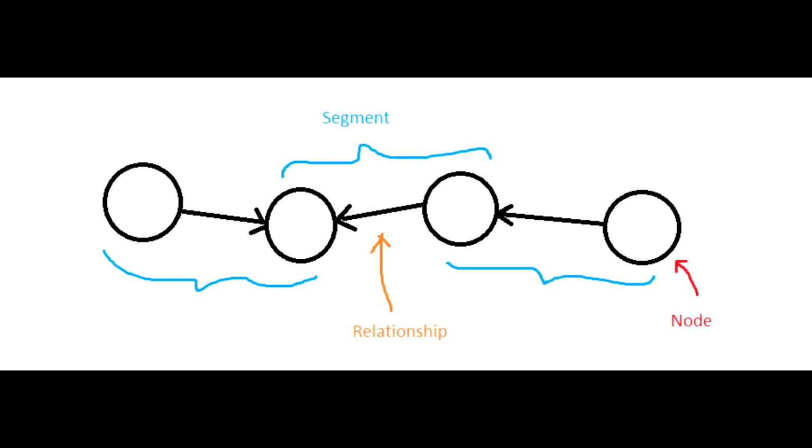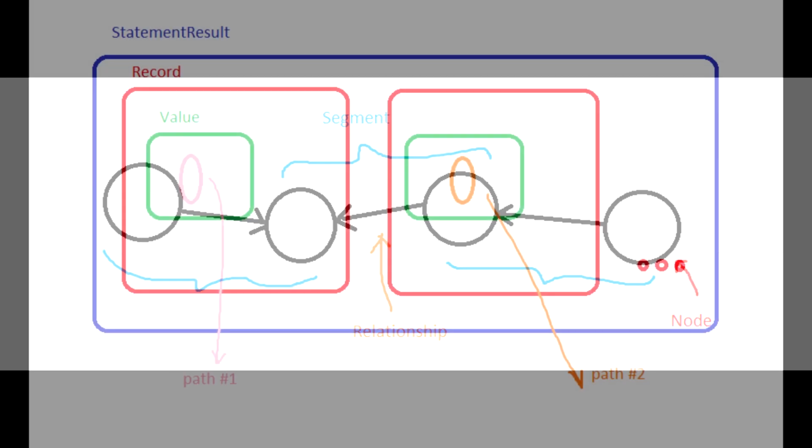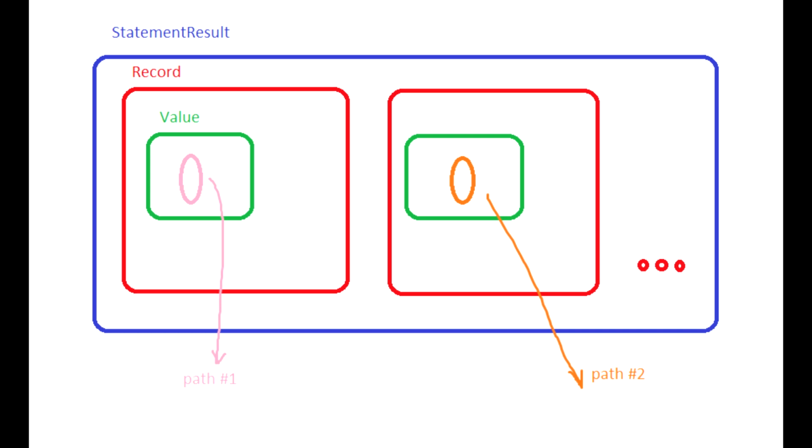One more thing that I want to show you is the Path class. It is the Java representation of a graph traversal result. Paths are made up of segments, which contain nodes and relationships. If you have more than one path returned from your query, then the other paths would be inside the following records inside of the overarching StatementResult.